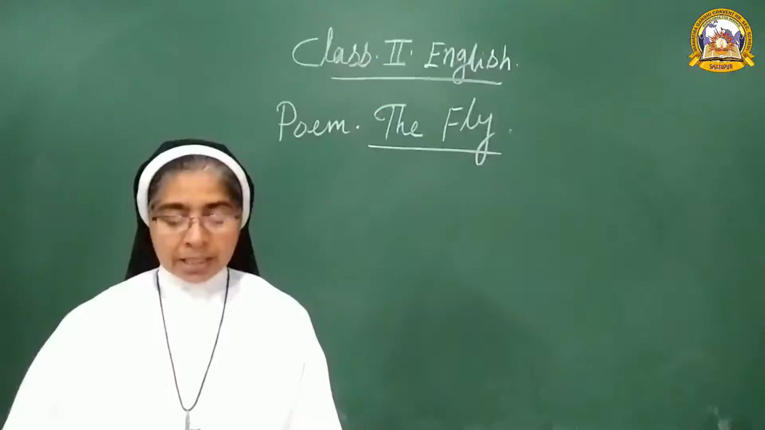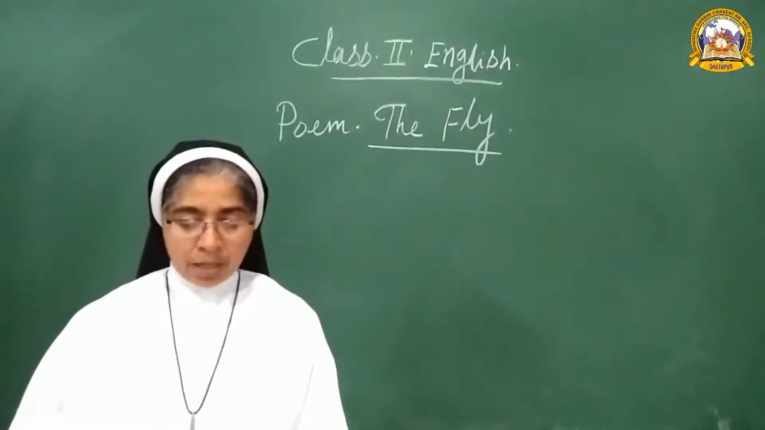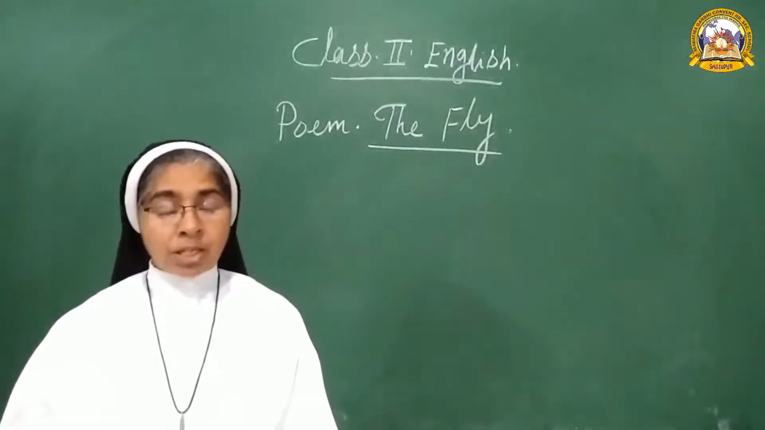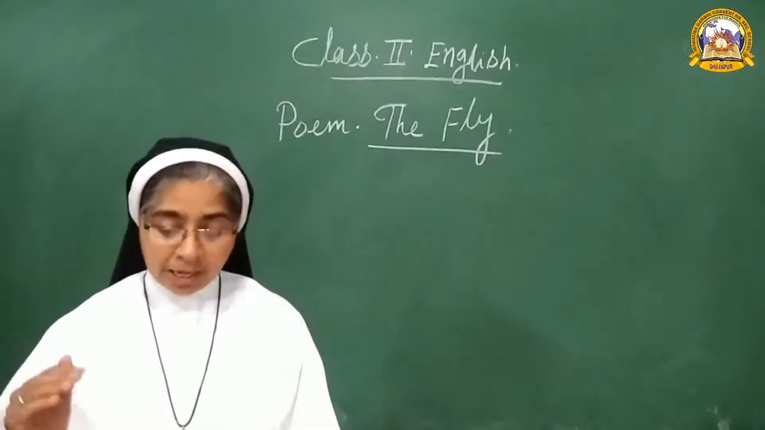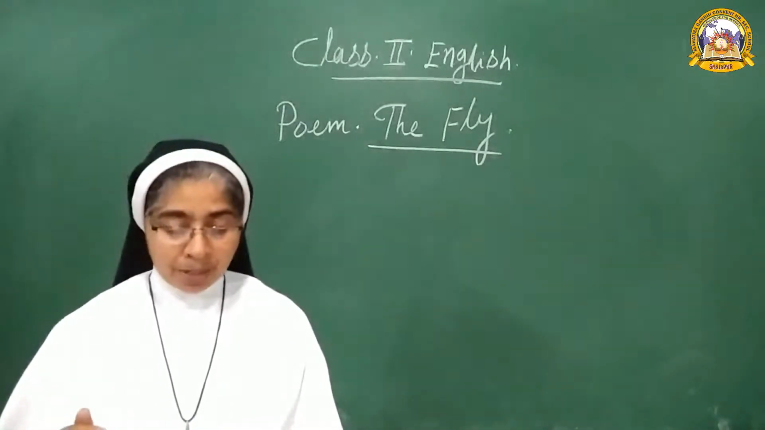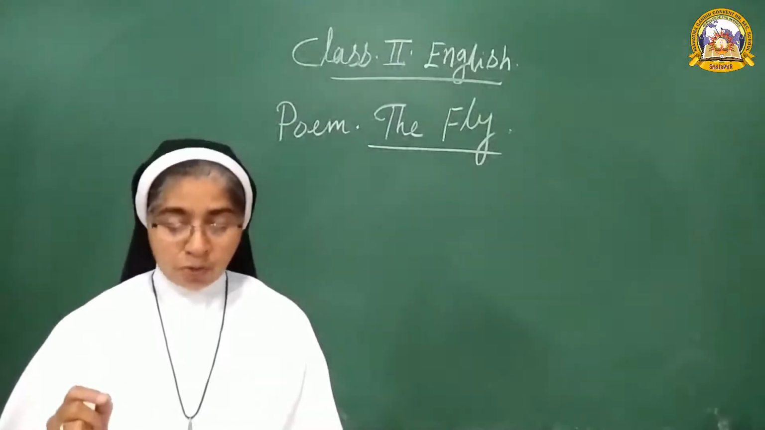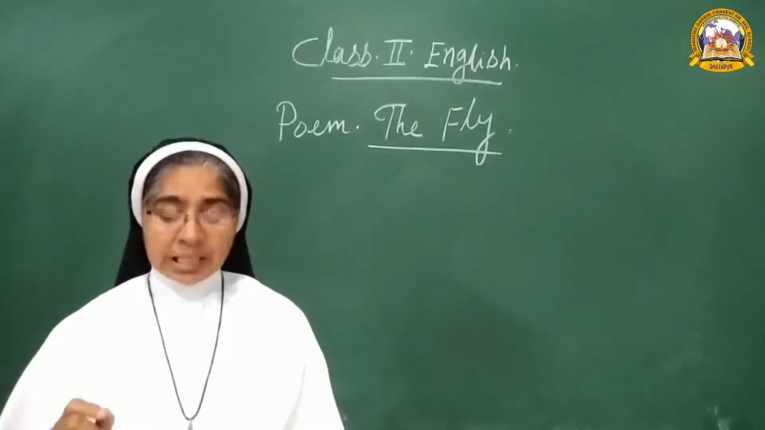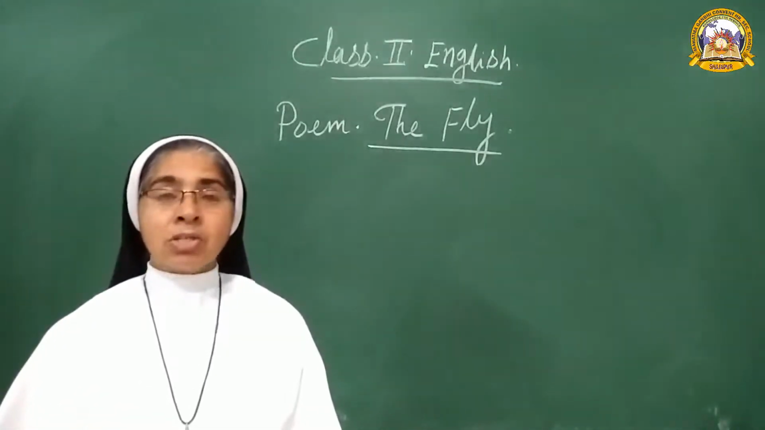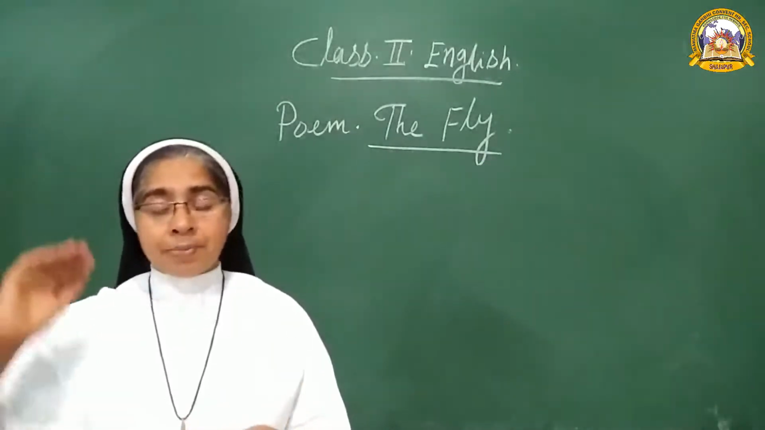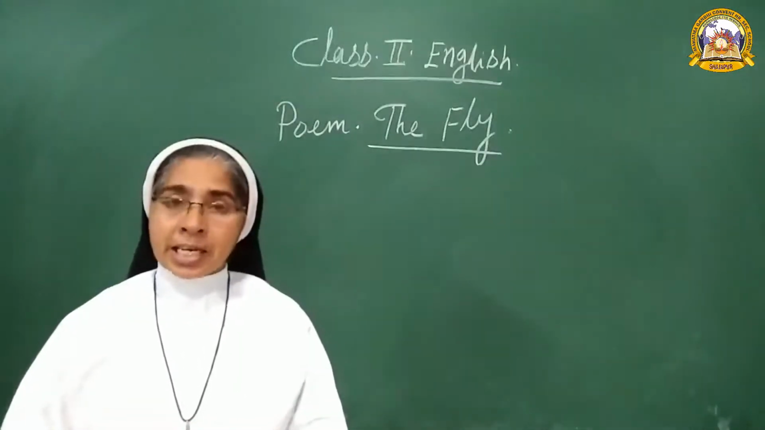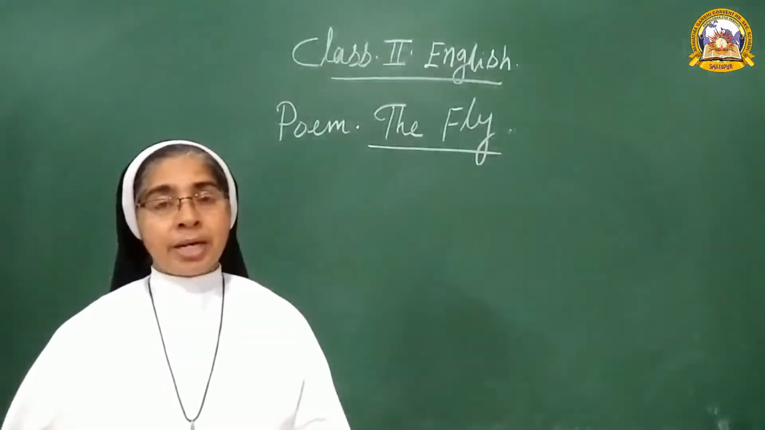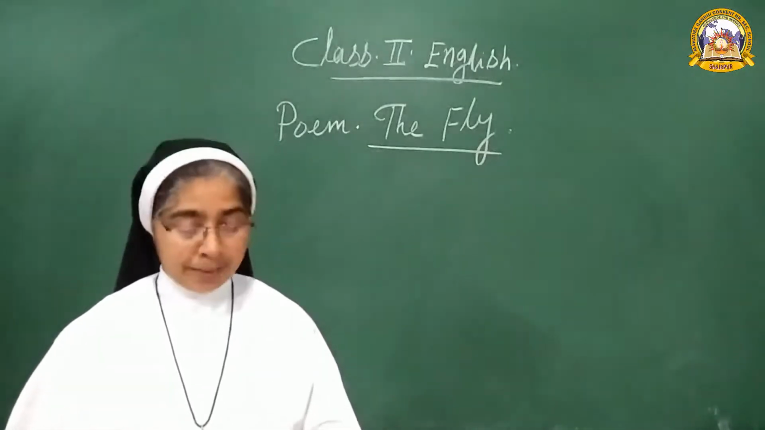A loaf of bread, a lofty hill. Loaf of bread means a piece of bread. Lofty means very high. Hill means mountain. A small piece of bread for the fly is like a lofty hill. It is like a very big high hill. The fly says the piece of bread is a very big thing.